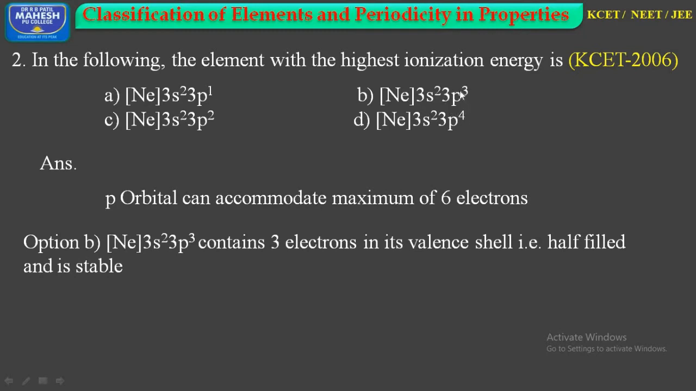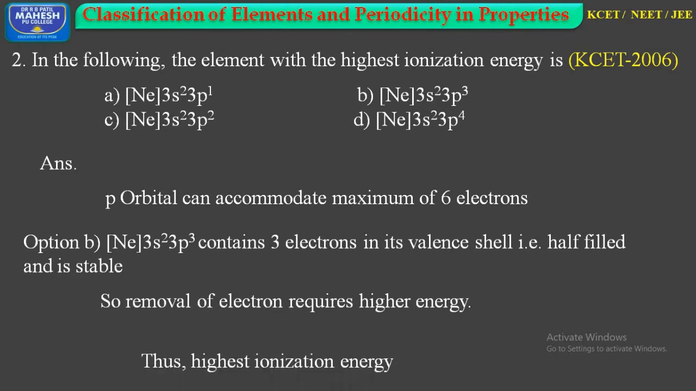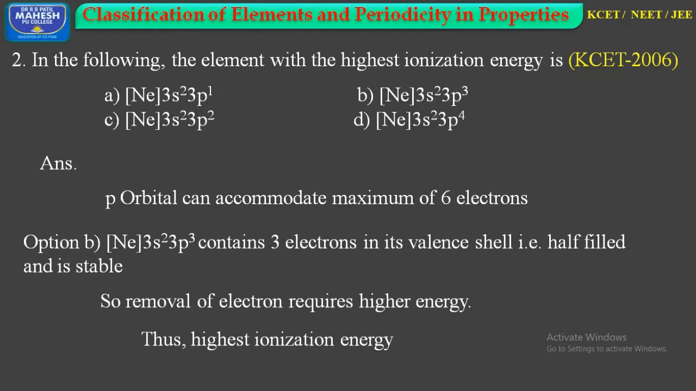So the total capacity of the p orbital is 6 electrons, but it has only 3 electrons, which means it is half filled. And students, you know that half filled and completely filled orbitals are stable. With this, removal of the electron requires a higher amount of energy, thus resulting in higher ionization enthalpy. So students, option B is the right answer, with the configuration 3s2 3p3 having the highest ionization enthalpy.